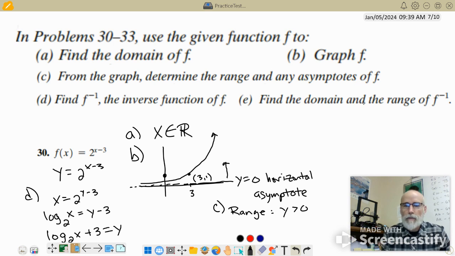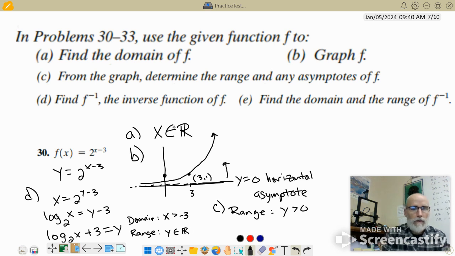E says find the domain and the range of f inverse. Okay, that's a bit trickier of a question. I want x to be greater than negative 3 for my domain, because I can't have a negative. So x has to be greater than negative 3. That'll make this positive right in here. And then my range, let's see, the y is going to be all real numbers. So my y should be all real numbers.